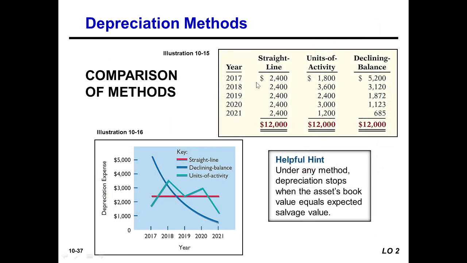And comparison of methods. Years 2017, 18, 19, 20, 21. We look here: straight line, the same method, units of activity, and declining balance, just this one. So here depreciation expense, straight line, declining balance, it's a graphical presentation.